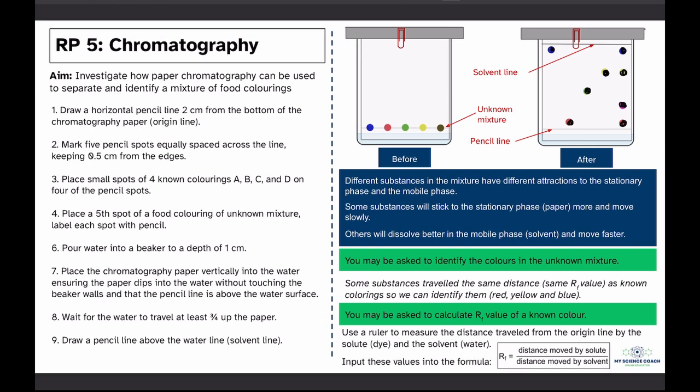So we've drawn the line, we've put our spots on it. The key thing now is we're going to put our chromatography paper into the water at about a depth of 1 centimetre. It's absolutely really important that this water is below all of those dots. Because if you put it above the dots, it's just going to wash it out and the whole thing won't work. It will just dissolve into the water in the beaker. We need the water, the solvent, to move up the paper, so the water line has to be below the dots at the start of the investigation.